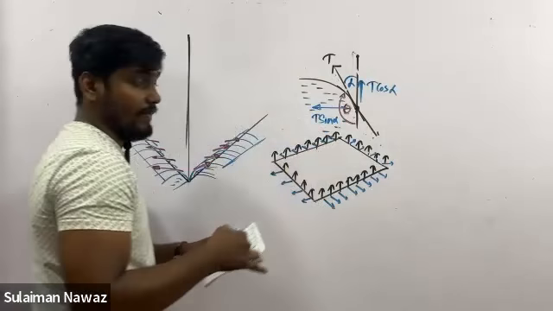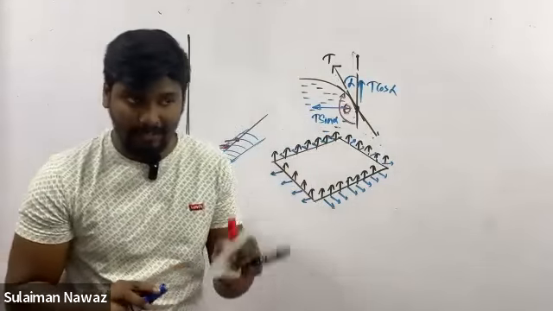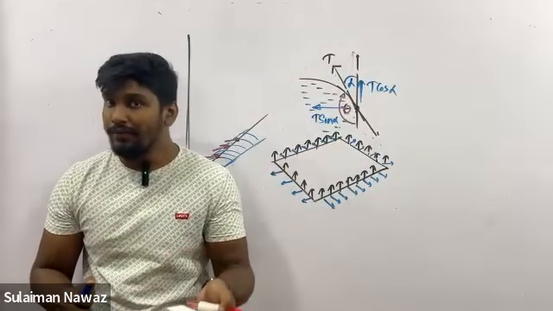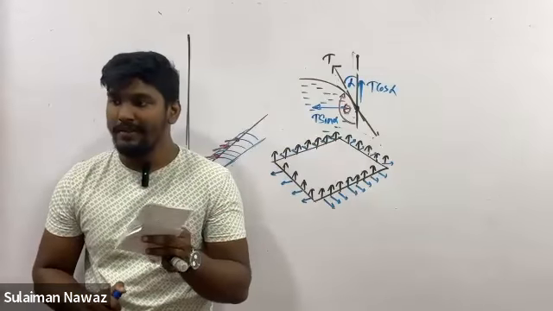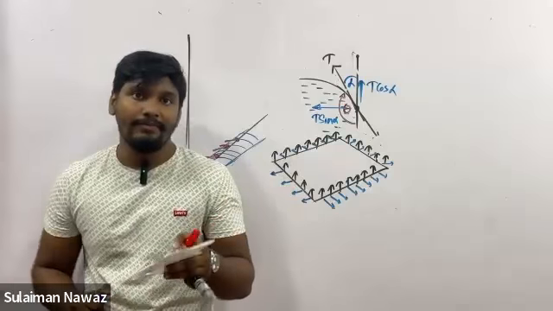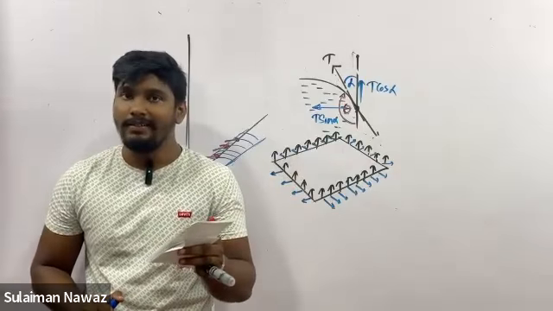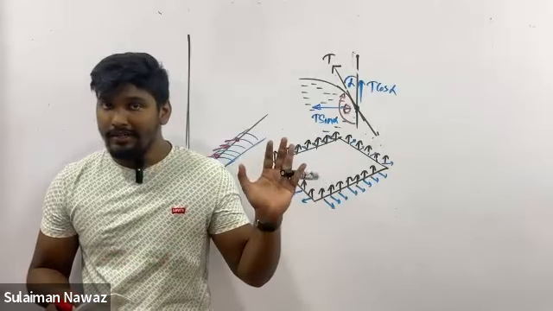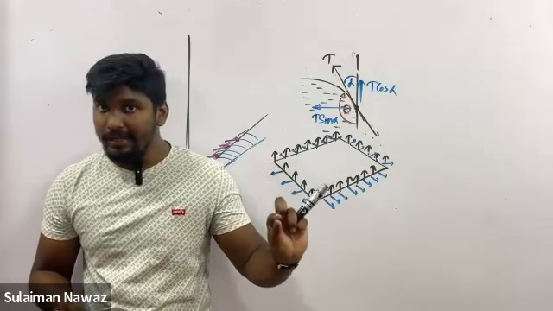If I ask you what is the direction of the resultant surface tension force acting on the solid? Vertically upwards. Do you understand? That is T cos alpha. I hope you understand.